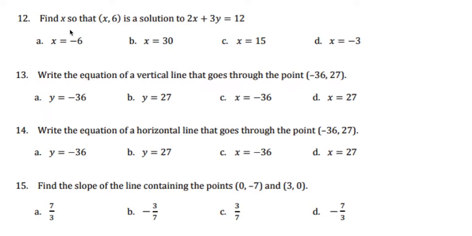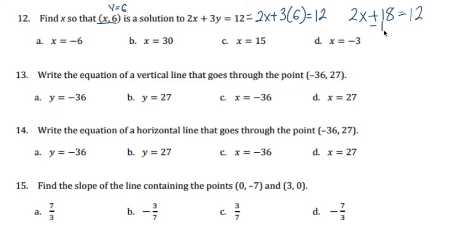For number 12, find x so that x comma 6 is a solution to 2x plus 3y equals 6. By giving us this ordered pair, what they're telling us is y equals 6. And then we have to solve for x. So instead of y, we're going to plug in 6. 2 times x plus 3 times 6 equals 12. We're going to have 2x plus 3 times 6 is 18 equals 12.